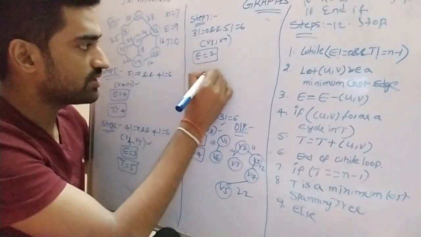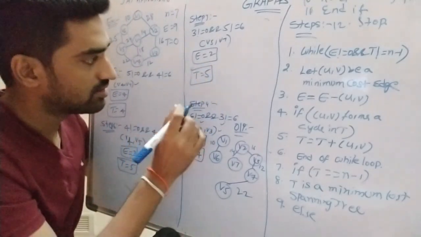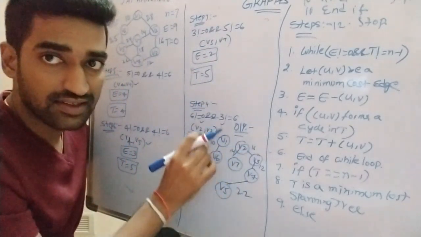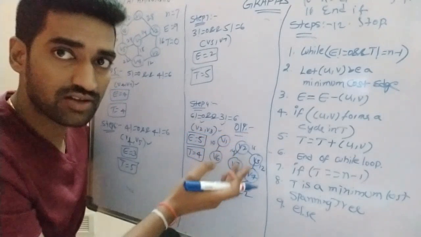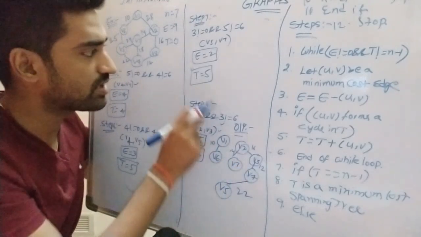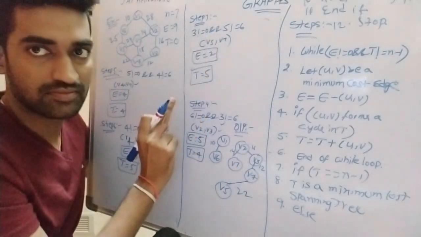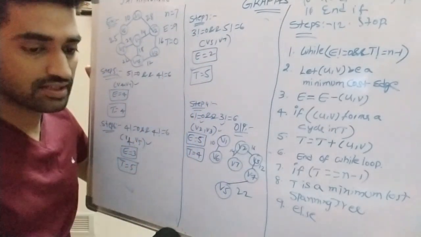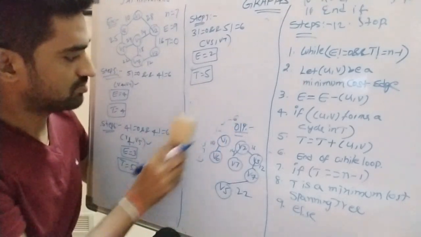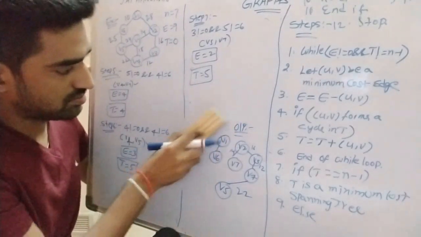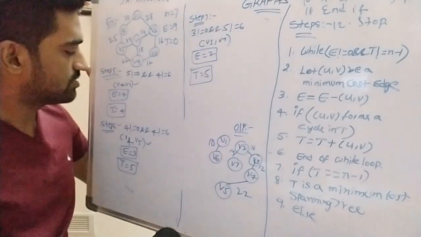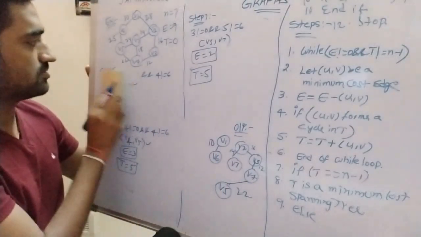So that's why the previous value is the same for T. Why? Because V5, V7 forms a cycle. So what is the rule for a spanning tree? It contains all the vertices of a graph, but it does not form any cycle. So that is the rule. Here that rule is violated. A cycle is formed, so we do not choose V5, V7. Then we are entering into step 8. The output is the same as the previous step, right?